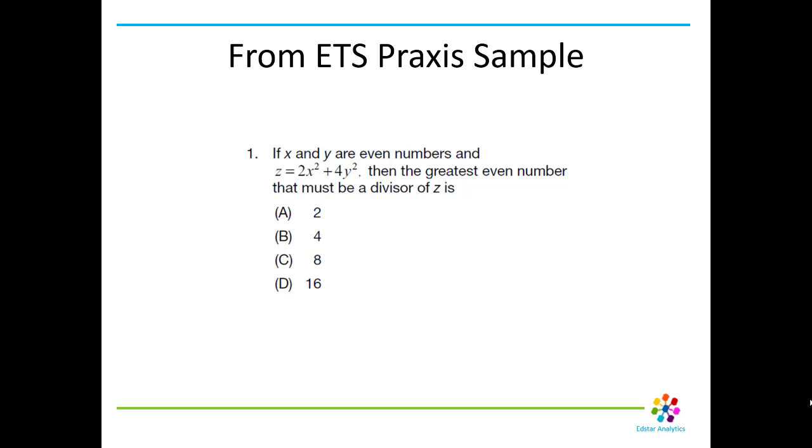And this question says, if x and y are even numbers and z equals 2x squared plus 4y squared, then the greatest even number that must be a divisor of z is what? Now that sounds pretty complicated, and there is no thing you should know for how to do this. This you just have to reason out. So we're going to walk through how to reason your way through this.